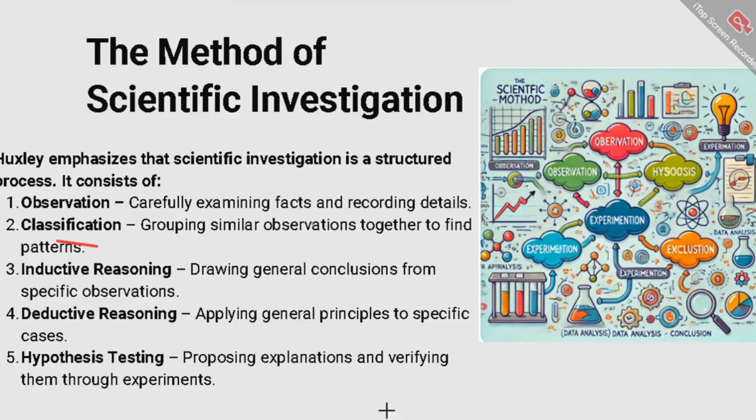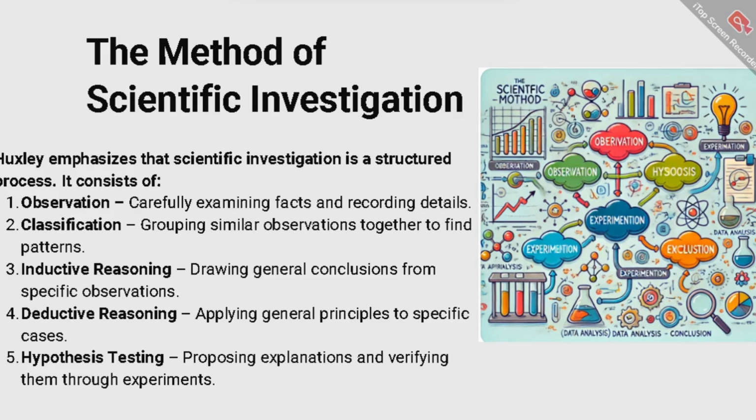So, observation is carefully examining facts and recording the details. And classification is grouping similar observations together to find patterns. And inductive reasoning is drawing general conclusions from specific observations. We'll discuss each one in detail. And deductive reasoning means applying general principles to specific cases. And hypothesis testing is proposing explanations and verifying them through experiments. So, this systematic approach ensures that conclusions are based on evidence rather than assumptions.